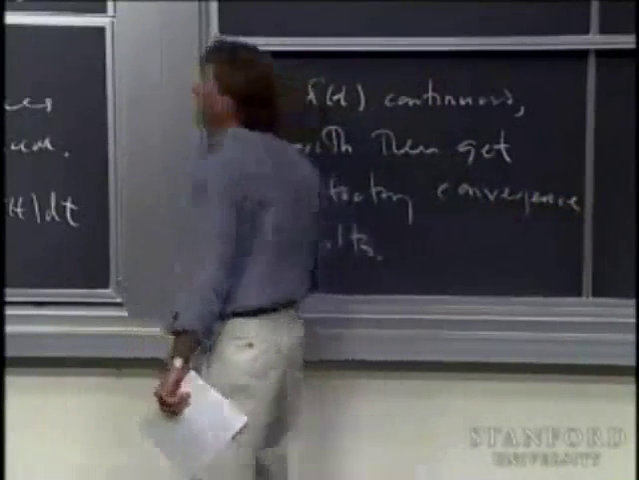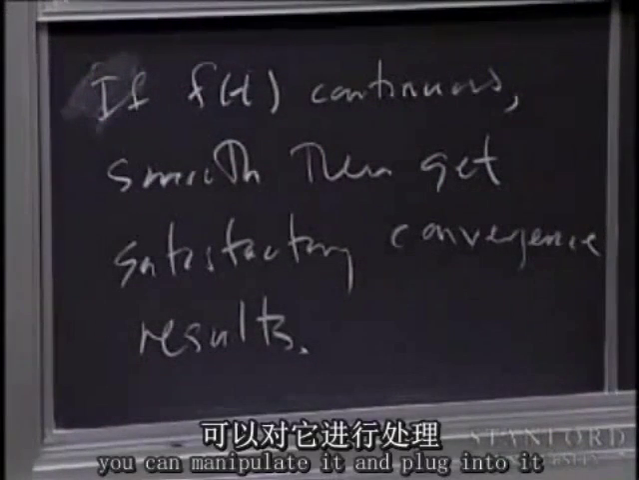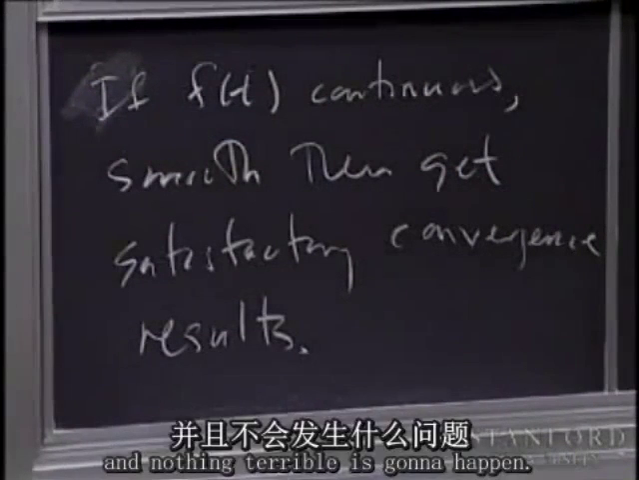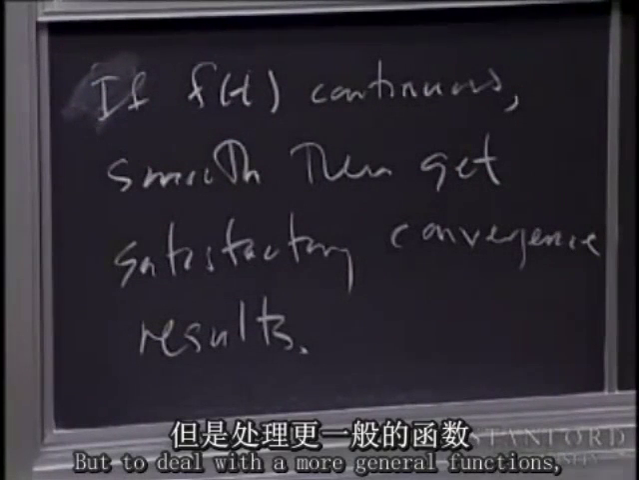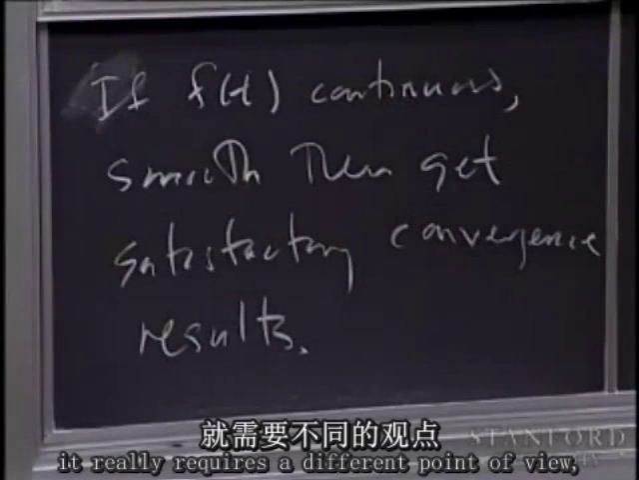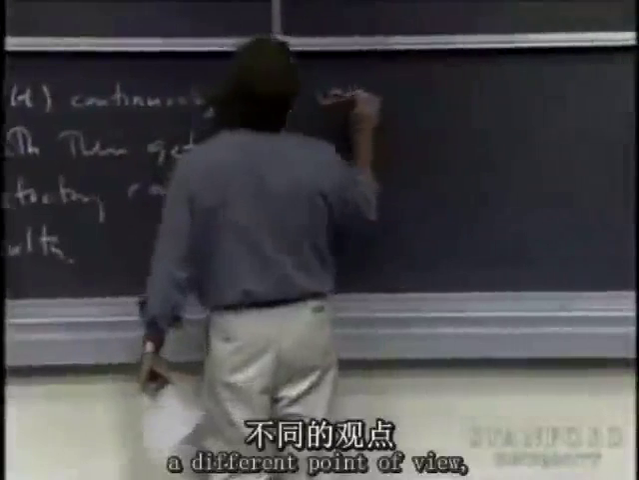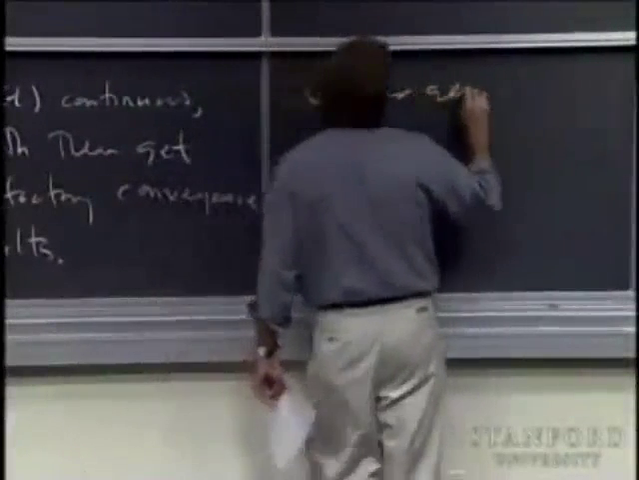You get satisfactory convergence results. So that's fine, and that gives you a certain amount of confidence. You can write this series down, manipulate it, plug into it, and nothing terrible is going to happen. But to deal with the more general functions, the more general signals that arise, it really requires a different point of view. Greater generality requires a different point of view, and that's where we finished up last time.